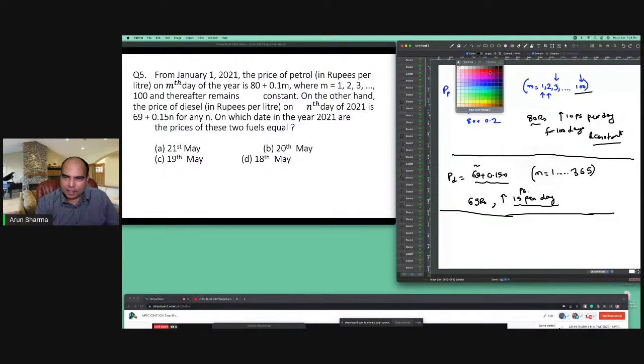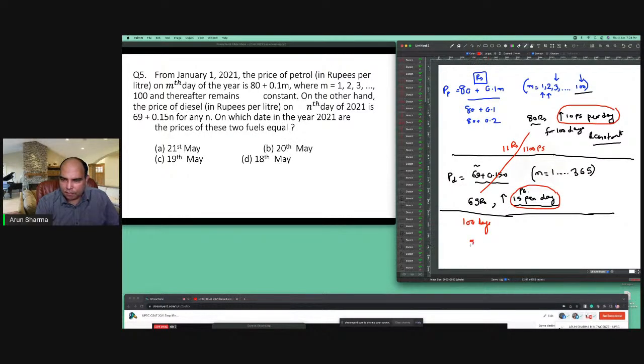This can be solved through a lot of difficult methods, but I am here to simplify the question. The simplest thought is you have to understand that there's an 11 rupee difference. In paise terms, the difference is 1100 paise. Every day, diesel is growing by 15 paise, petrol is growing by 10 paise. So for the first 100 days, every day we have 5 paise closing of gap. Diesel is catching up on petrol by 5 paise per day, so in 100 days, diesel will catch up by 500 paise.